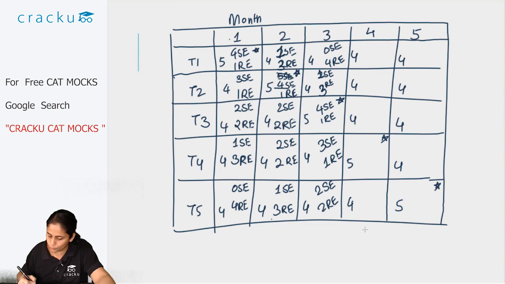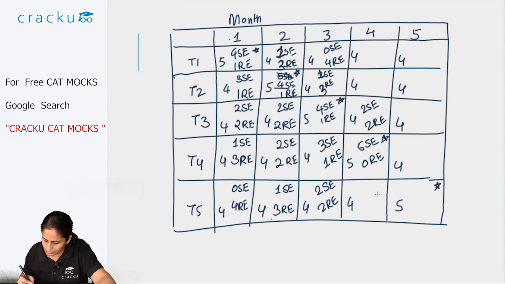Now let's come to the fourth month. In fourth month, 2 SEs have to come from team 3 to team 4. So that would be, these have 5 guys already, 3 guys already. So it will be 5 SE and 0 RE, because that RE has to go to this team essentially. So these guys will be 2 SE and 2 RE.